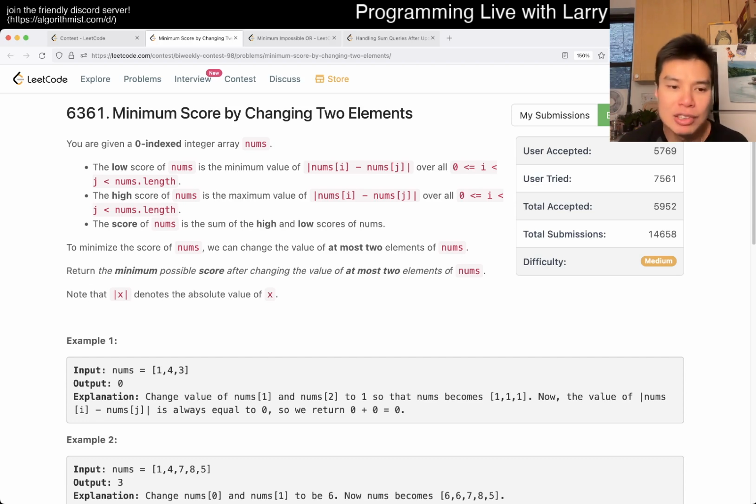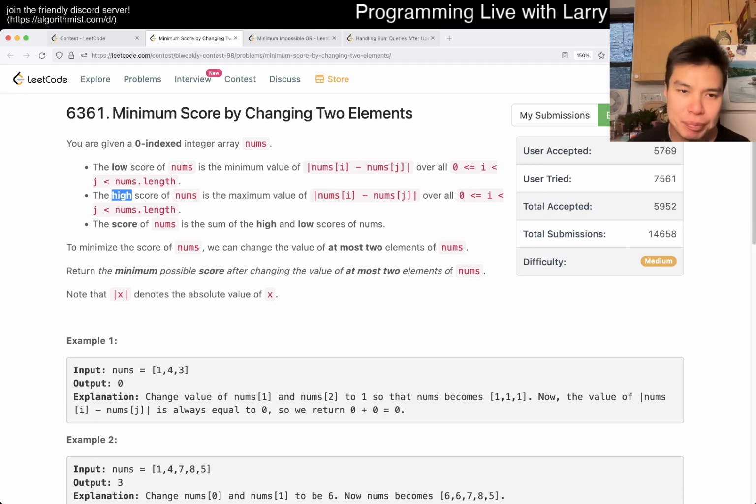So this one could be very tricky to parse. There's just a lot of information coming at you, to be honest, and you're trying to figure out how to connect the pieces. You want to minimize the score where there's a low component and a high component. And of course you sum the high and the low, so you have to figure out how to balance these two.